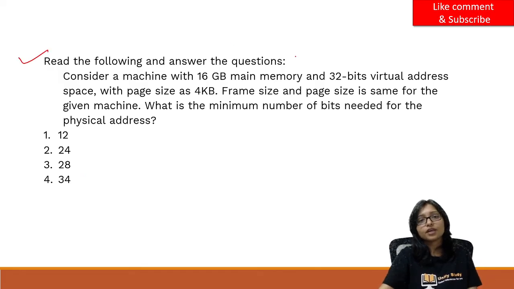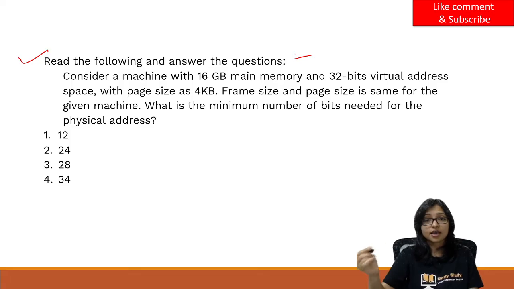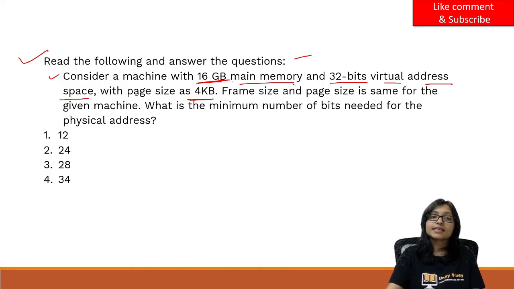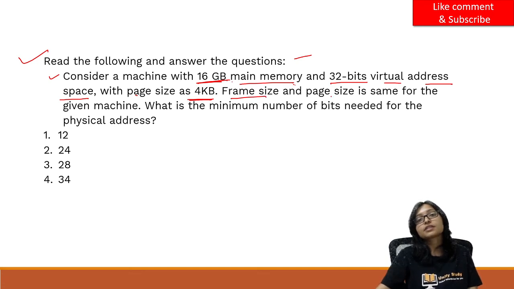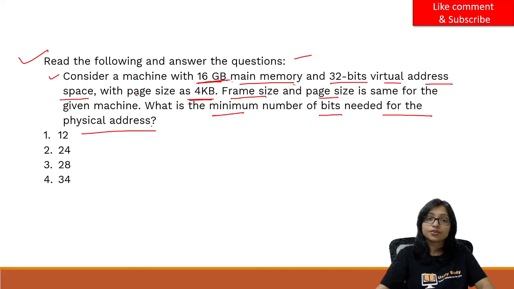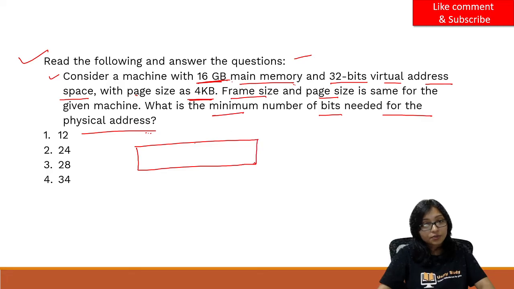Now see this. Read the following question and do it. Consider a machine with 16 GB main memory, and a 32-bit virtual address space. The page size is 4 KB, and the frame size and page size are the same, as you know. What is the minimum number of bits needed for the physical address? It is asking for the total physical address. Total physical address means the frame number plus offset together.